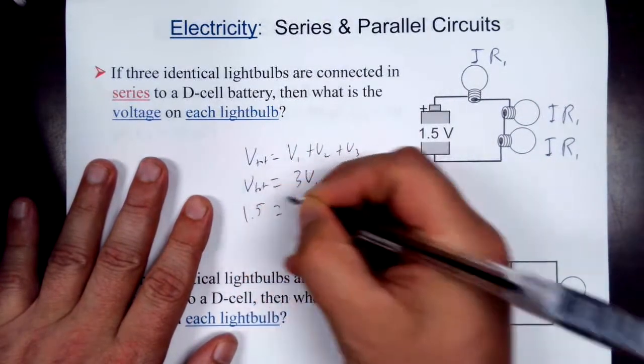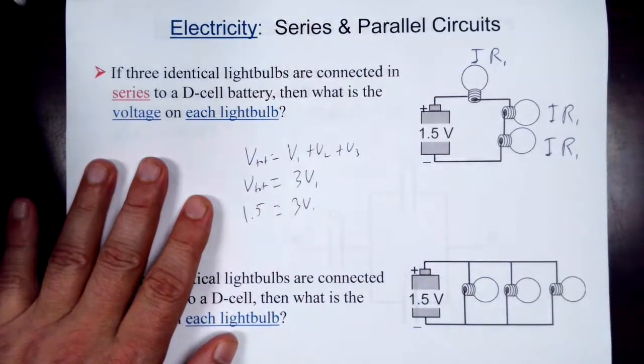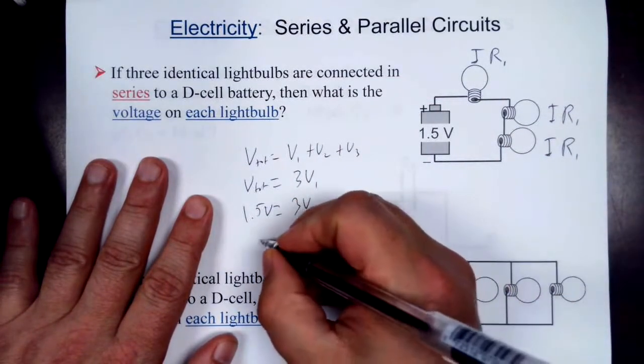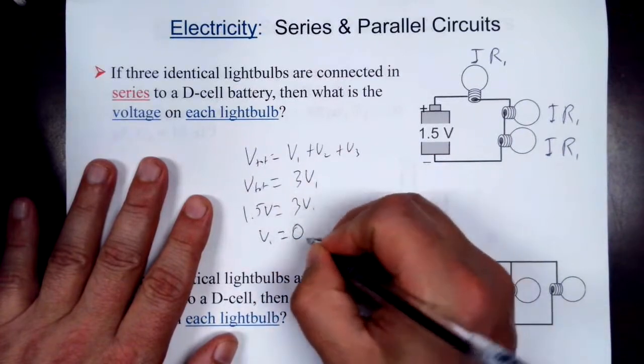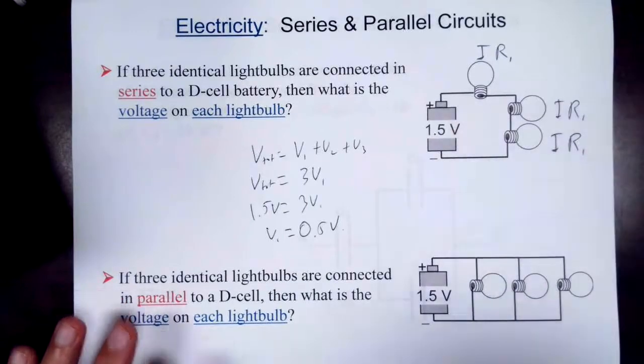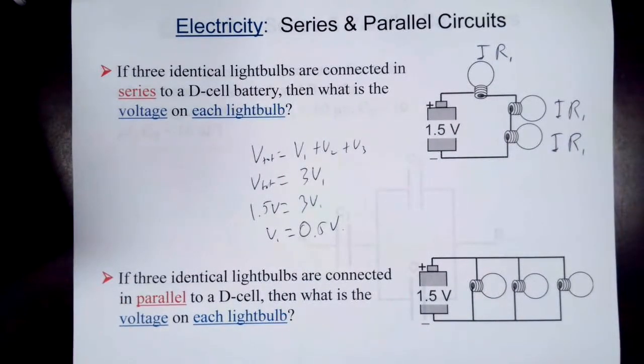If we plug that in, we know that the voltage is 1.5 volts because of the battery, so we divide by 3 and we get the voltage is 0.5 volts. As long as you know that the light bulbs are identical and that they're all in series, so their voltage drops are the same, and the three of them add up to 1.5, then each one has to be 0.5 volts.